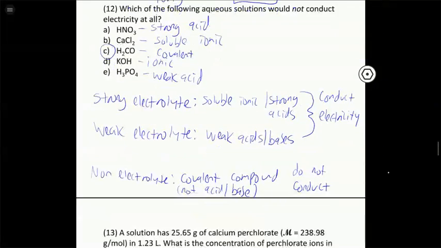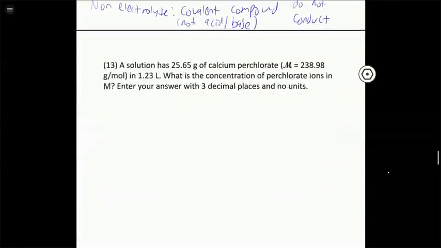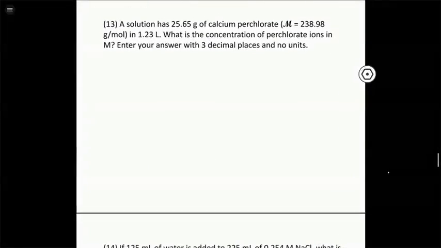All right, number 13. So here we're talking about more quantitative aspects of solutions. So we have a solution of 25.65 grams of calcium perchlorate. Now we want to know what is the concentration of perchlorate ions in molarity. So this one has some similarities to one of the problems we saw much earlier, which is relating chemical formulas and masses into number of moles. But there's a little bit of additional step we have to take here because we're looking for molarity, not just number of moles. So, like we said before, if we're given a mass of compound, we have to be able to find the chemical formula to be able to convert it into moles.